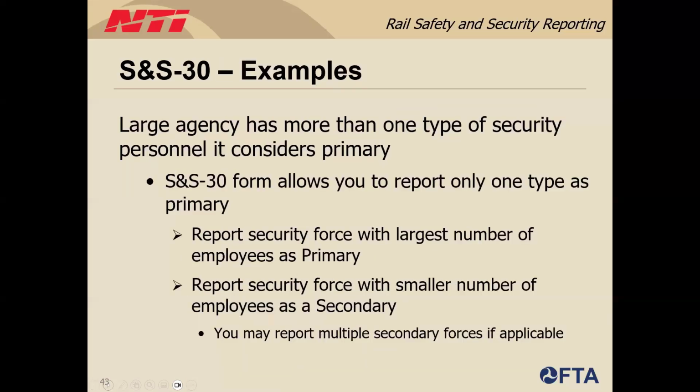NTD allows for only one primary personnel type. If your agency has more than one type of security personnel it considers primary, report the security force with the largest number of personnel as the primary and the smaller force as the secondary.